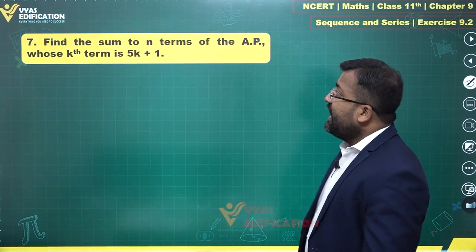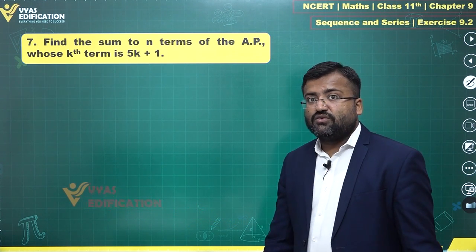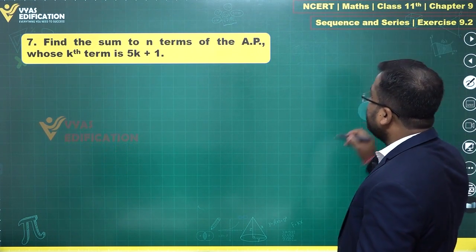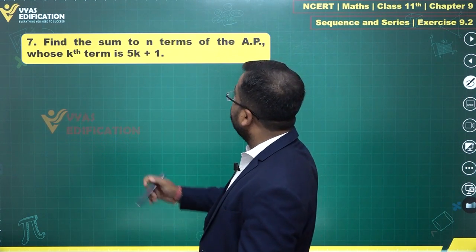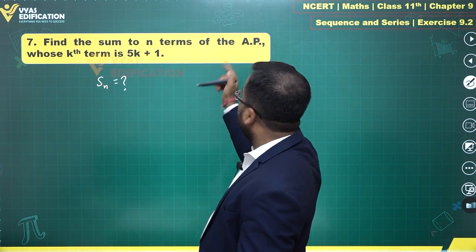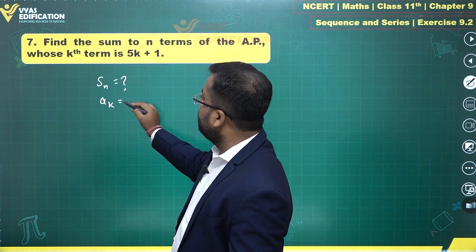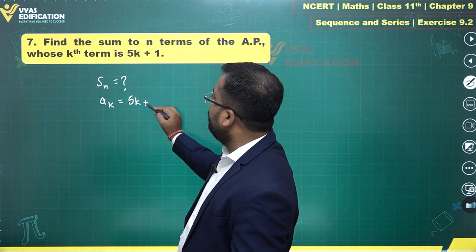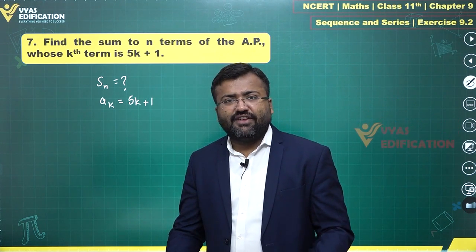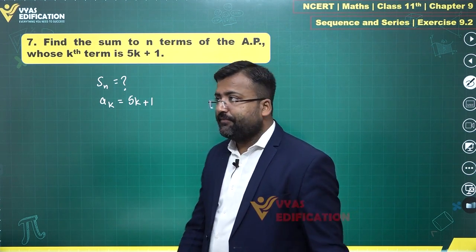In the 7th question we have: find the sum to n terms of the AP whose kth term is 5k plus 1. Sum to n terms of the AP, okay. Kth term is 5k plus 1. Sum to n terms is question mark. When you talk about kth, ak is given as 5k plus 1, right? And you're asked to find the sum of n terms. You're already given n basically. You just need the values of a and d.